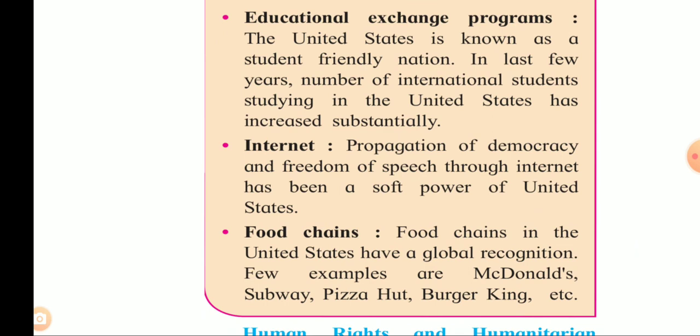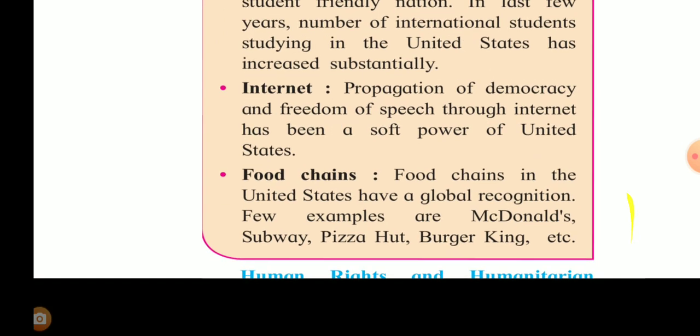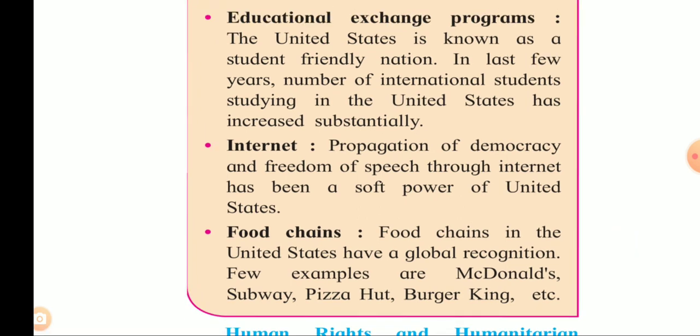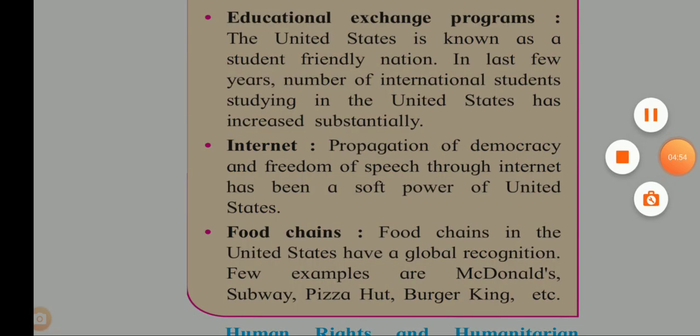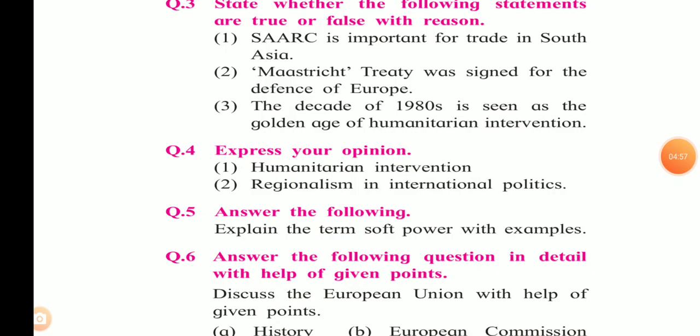For example, dash McDonald's. On the screen you will get the spellings also. McDonald's, comma, Subway, comma, Pizza Hut, comma, Burger King, etc. These are the examples of soft economy of America. The answer is over. Now we'll move towards question number 6.